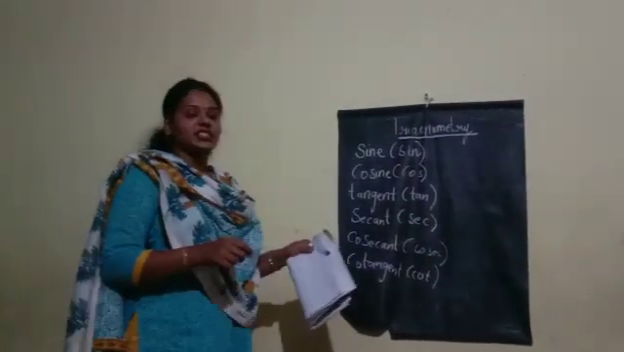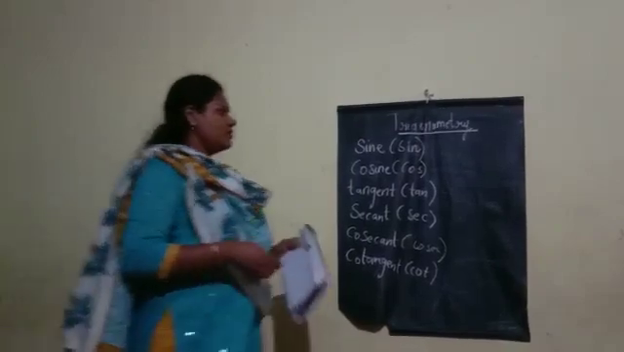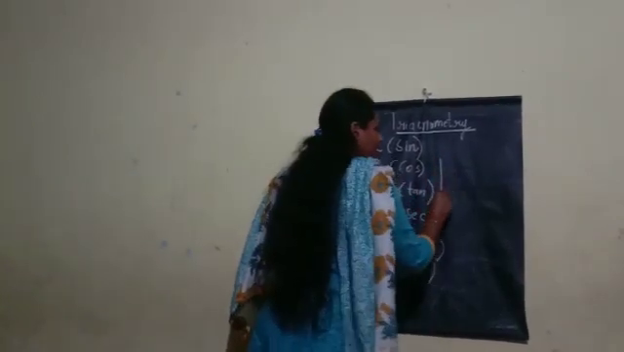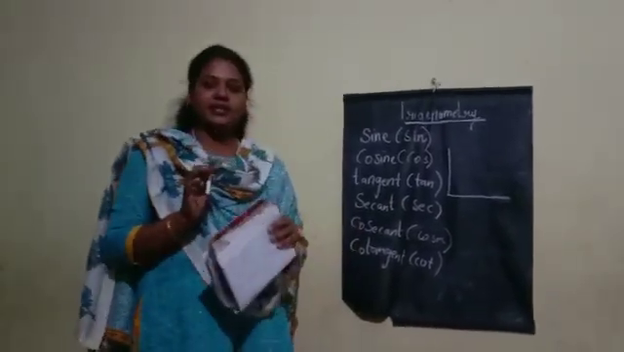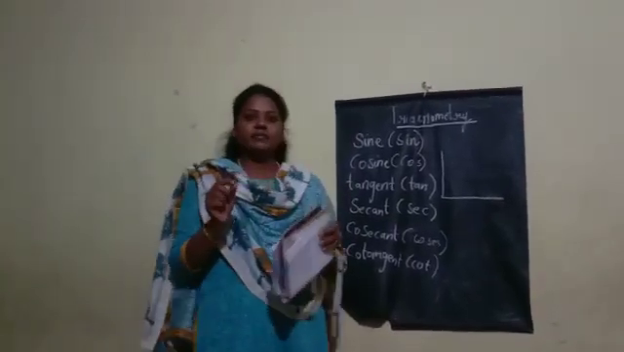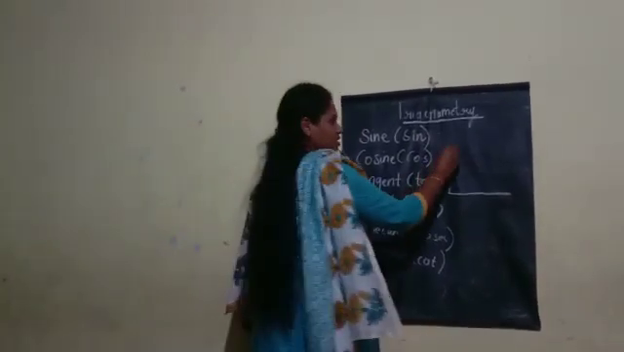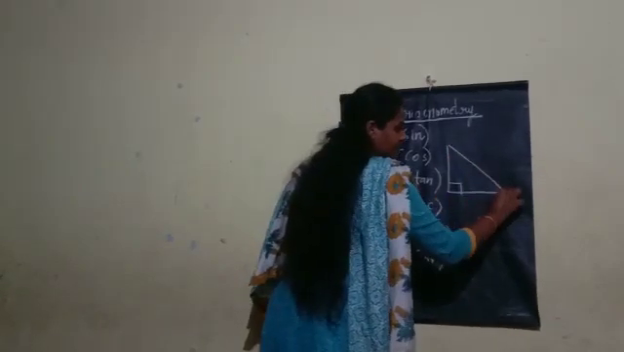Now these 6 functions we can illustrate in a diagram. For example, we can illustrate them on a right angle triangle. Before that, we should know what a right angle triangle is. A right angle triangle is a triangle in which one angle is a right angle. Right angle means 90 degrees. So this is a right angle, and this is a right angle triangle.